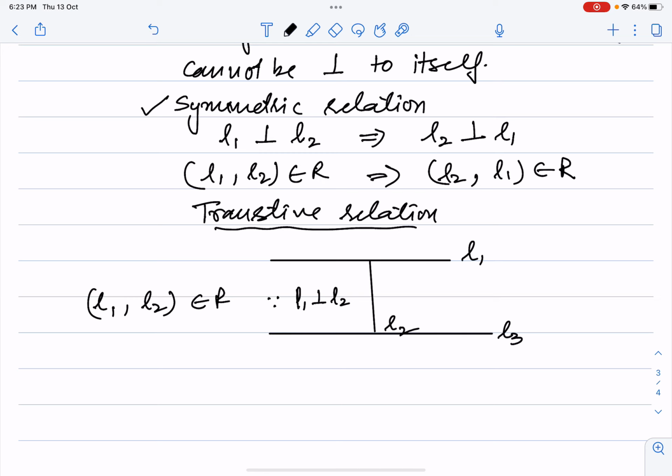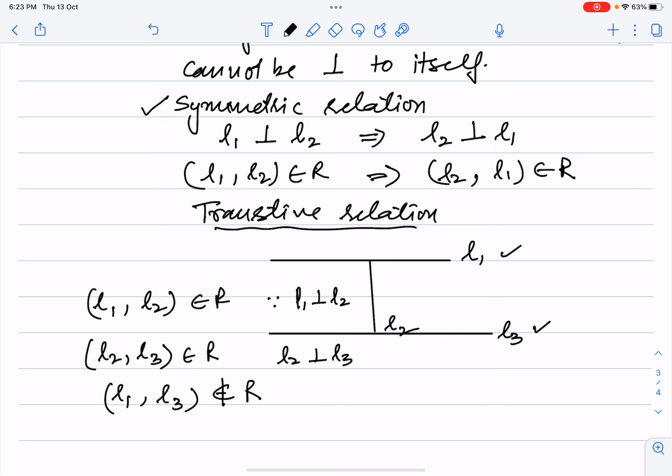This is named as L3. So L2 and L3 also belong to the relation R, because L2 is perpendicular to L3. Now what about L1 and L3? Are they perpendicular? No, rather they are parallel to each other. So we say that (L1, L3) does not belong to R.